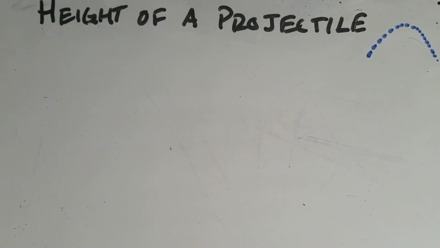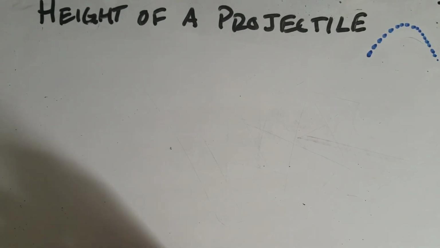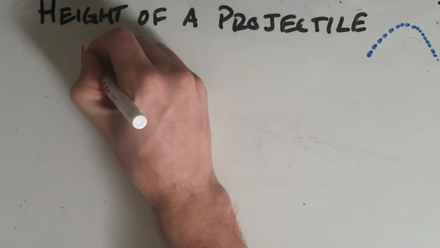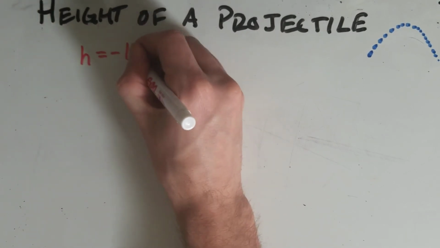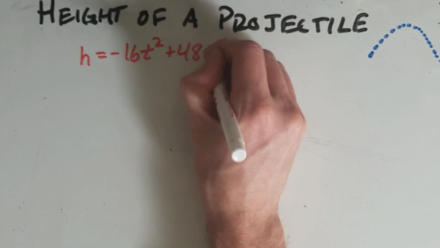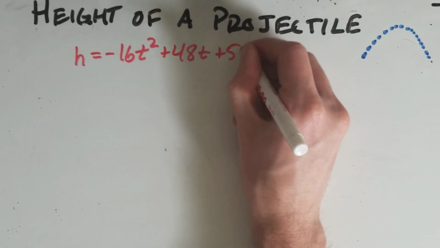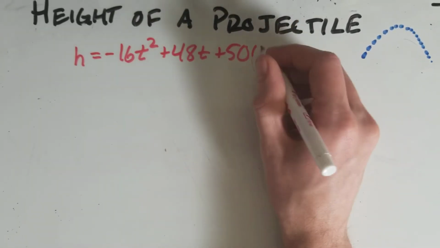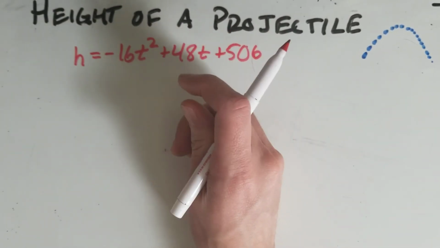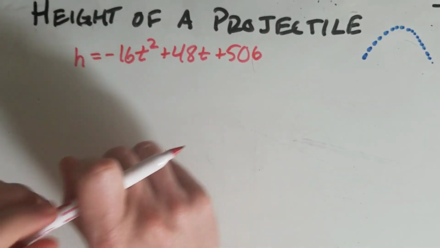So we have Juliana, and she is throwing a softball upward from a 506 foot tall building. The ball's height in feet after t seconds is given, so we're given an equation here, is given by -16t squared plus 48t plus 506. There's that initial height. And the ball lands on a balcony that is 218 feet above the ground.